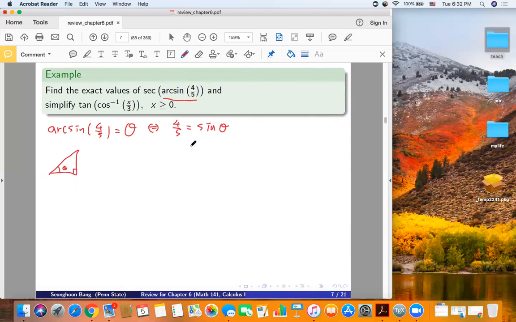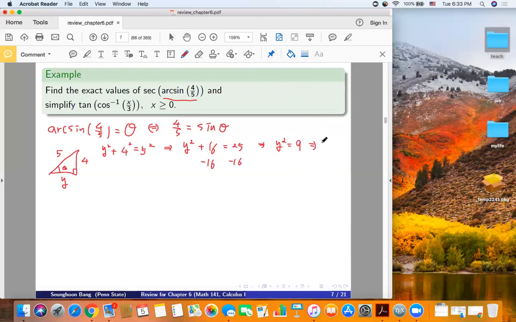Sine theta is opposite over hypotenuse. We don't know the adjacent side, so you can write y. You can use the Pythagorean theorem: y squared plus 4 squared equals 5 squared. This is the same as y squared plus 16 equals 25. You subtract 16 from both sides, so we have this result: y squared equals 9.